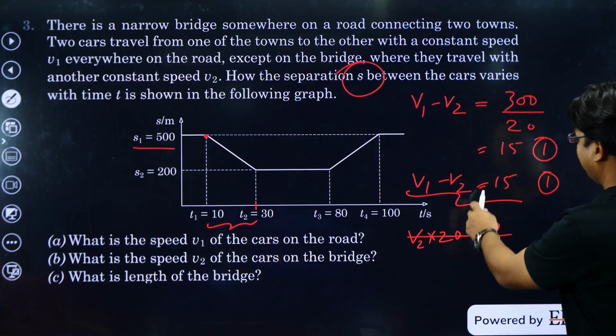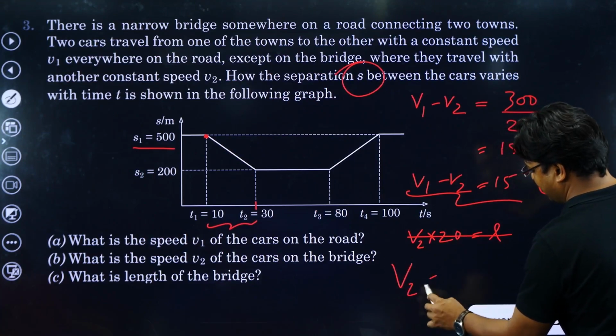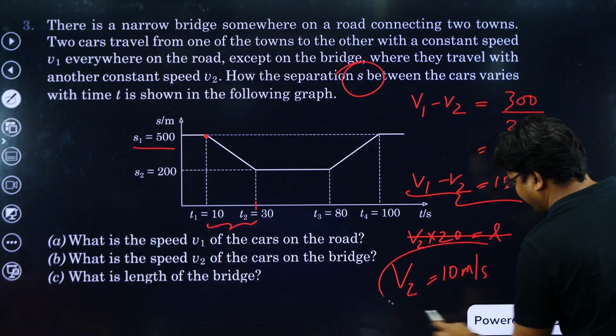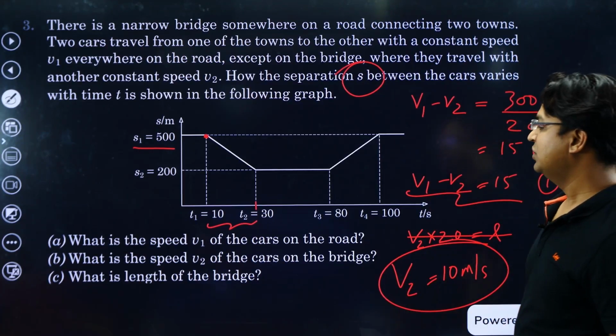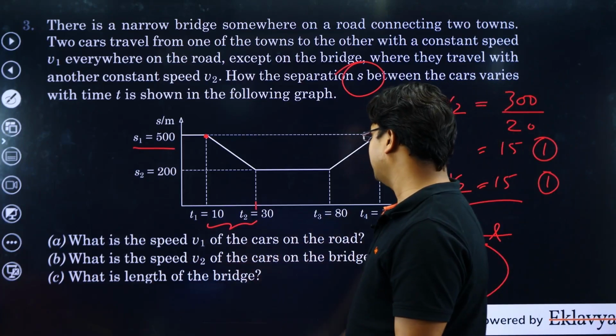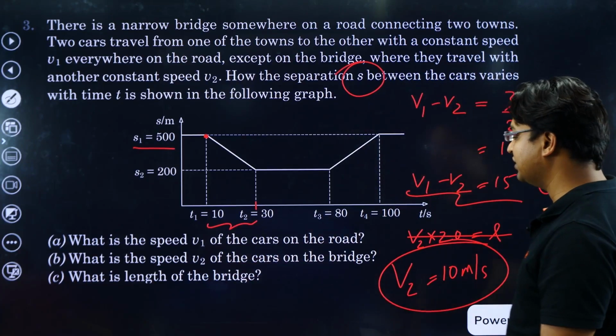So from here we can get the value of V1 as 10 now, because 25 minus 10 will make 15. We have got both the speeds. I think we are done now. What is the speed V1 of the car on the road? That's 25 meter per second. What is the speed V2 of the car on the bridge? 10 meter per second. What is the length of the bridge?